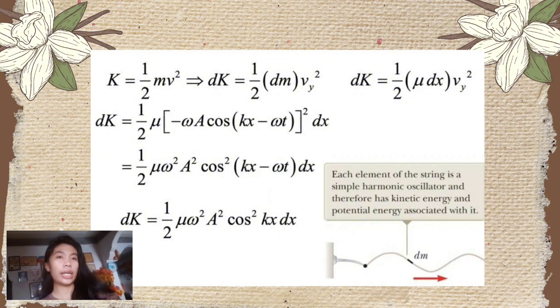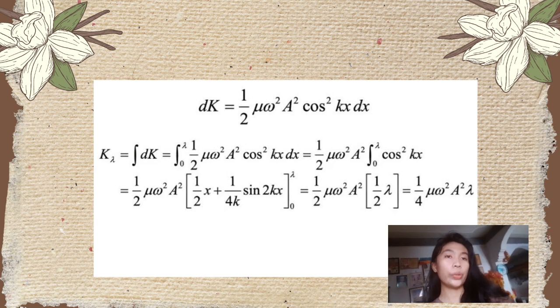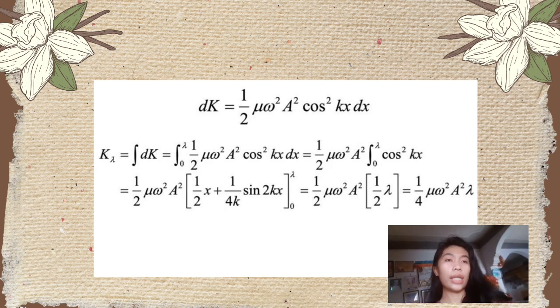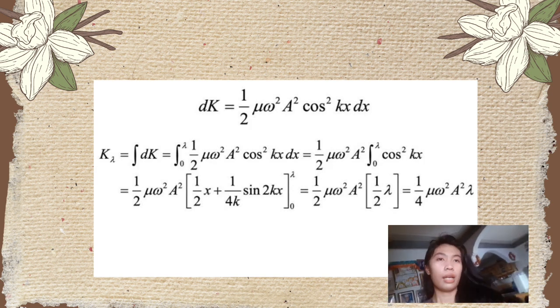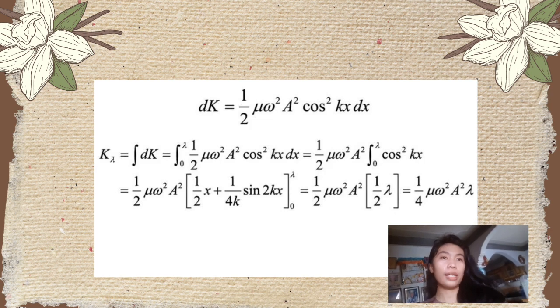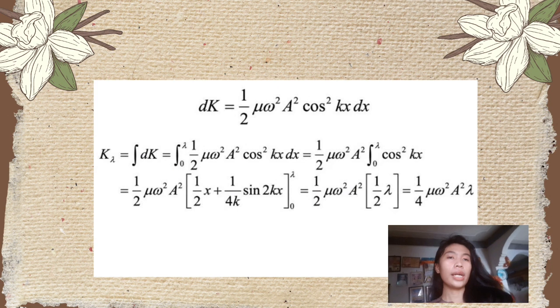Now if we simplify, dK equals 1/2 mu omega squared A squared cosine squared(kx) dx, and that's what we're going to use. Now, the kinetic energy of one wavelength, K lambda, is equal to the integral of dK, the integral from 0 to lambda of 1/2 mu omega squared A squared cosine squared(kx) dx. The 1/2 mu omega squared A squared are all constants, so they come out of the integral.